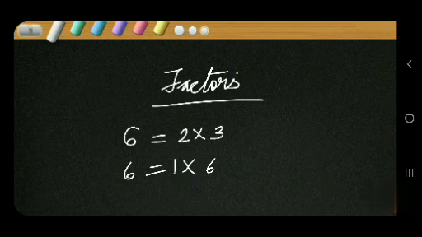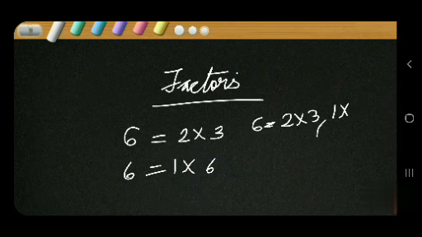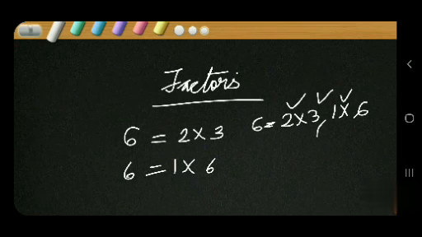Is there any other possibility? No. So, from this, what can we conclude? 6 can be written as the product of 2 and 3. Also, 6 can be written as the product of 1 and 6, isn't it? This much only is there. No other way to write 6 as the product of two numbers.